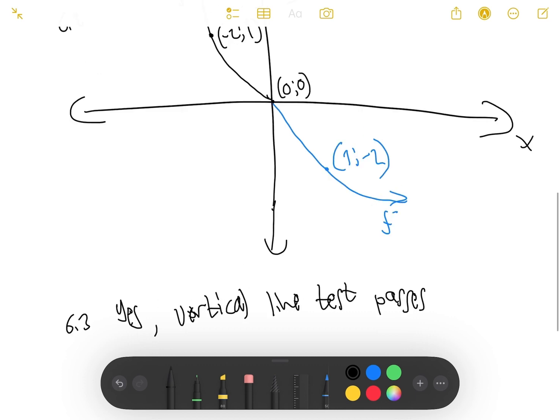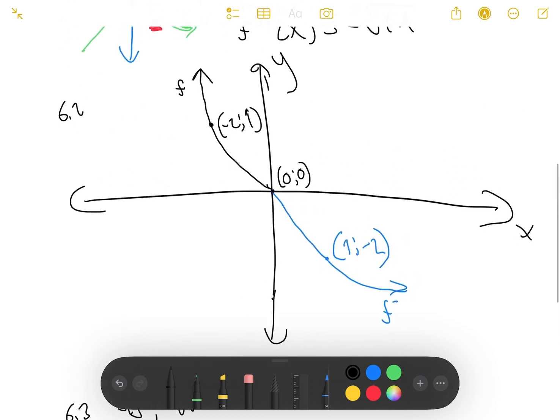In what sense? I'm just going to come here to this graph. When we have a vertical line, we can see that the vertical line basically touches one point on the graph, which is this point. Even if we were to have another vertical line here, it only touches one point. So the vertical line test passes, right?